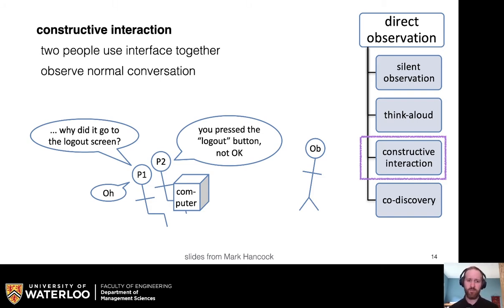You have the participant saying, "Why did you go to the logout screen?" The other participant says, "You pressed the logout button, not okay." And the participant says, "Oh." So now you've got both the thoughts of the first participant and you've got another participant telling why that's happening. And so it is identifiable that this is a problem, but you also know what they're doing. And that can help them recover from errors as well.